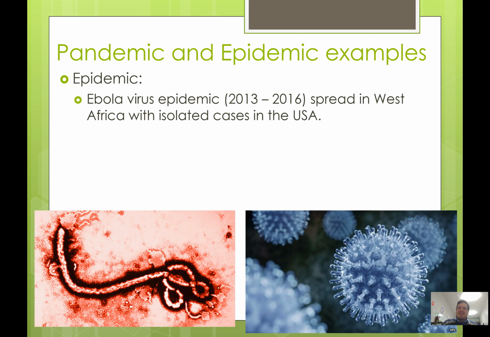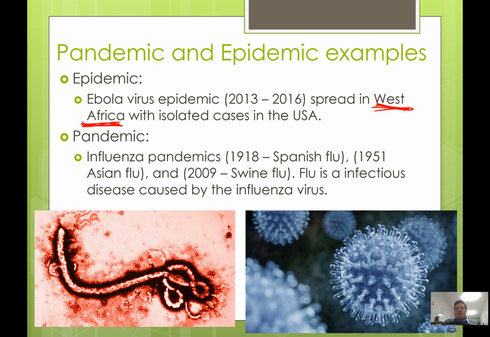Let's look at some examples of pandemics and epidemics. A very classic epidemic that was recently in the news, and actually more recently started to resurface a little bit, is the Ebola virus epidemic, where we had the spread across a few countries in West Africa, and with some very small isolated cases in the US, but it wasn't spreading inside of the USA. So this is an epidemic because the uncontrollable spread of Ebola was in West Africa, okay?